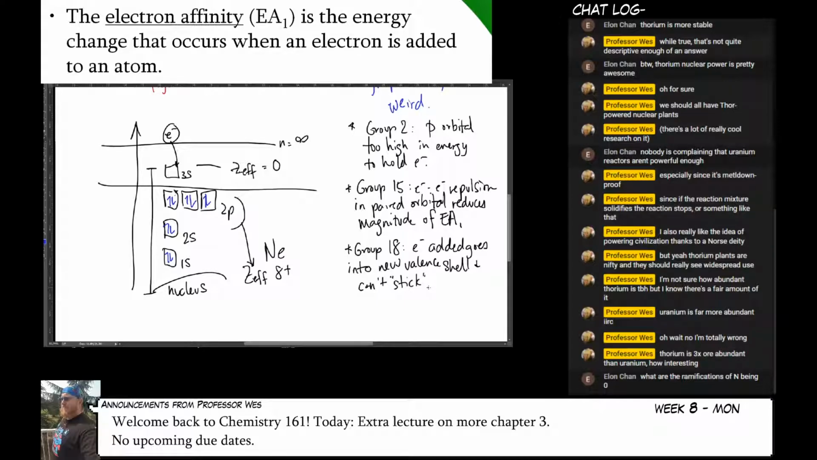For noble gases, when you try and add an electron to them, the noble gas doesn't want it. The end result is that the electron doesn't stick because you're adding the electron to a new valence layer, and Z effective at that layer is effectively 0. Because the number of protons and electrons between that electron and the nucleus cancel out.